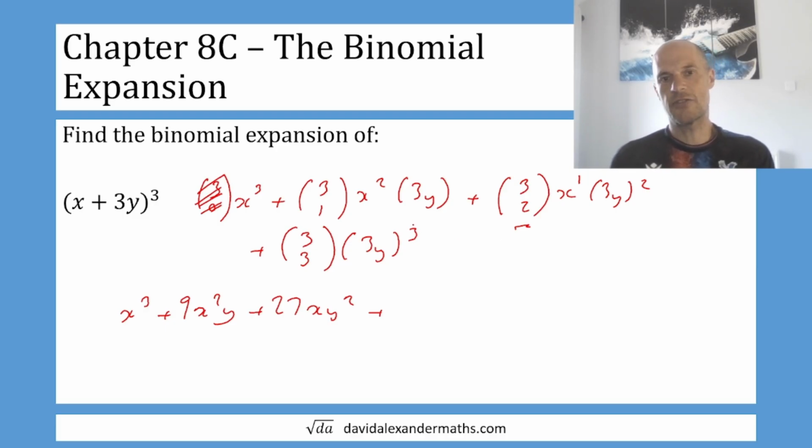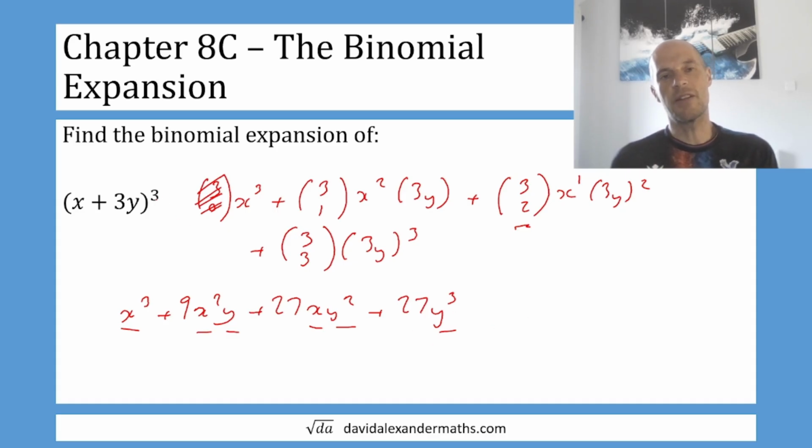is 1, and again, after a bit of practice, you'll know that 3 choose 3 or 4 choose 4, 10 choose 10 is just 1. So it's 1 lot of 3y to the power of 3, so plus 27y cubed. There we go. So x cubed plus 9x squared y, 27xy squared, 27y cubed. So you can see the powers of x are going down just as they were before, and the y's are going up, or going down if you're working it backwards.